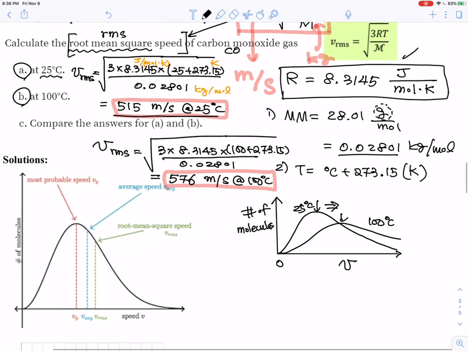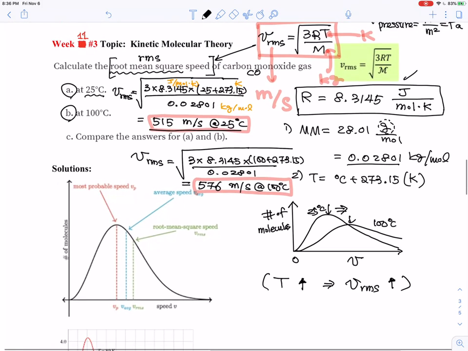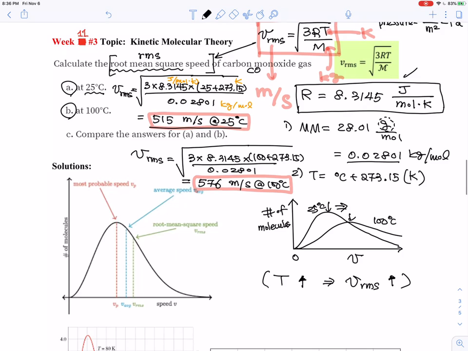So the higher the temperature goes up, the root mean square average is going to go up as well. And actually you can simply predict this by understanding that the molar mass is constant, everything is constant, so the root mean square is proportional to the square root of the temperature. So this is something that I can say.